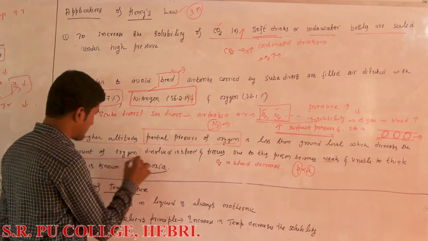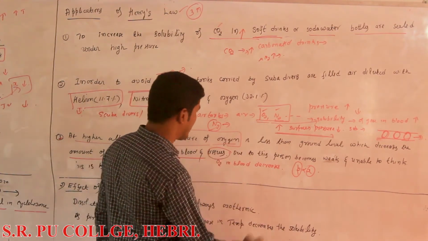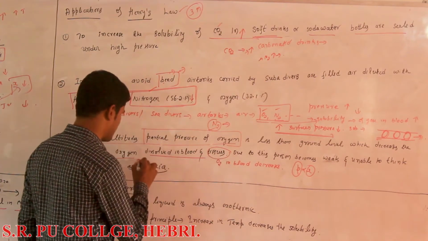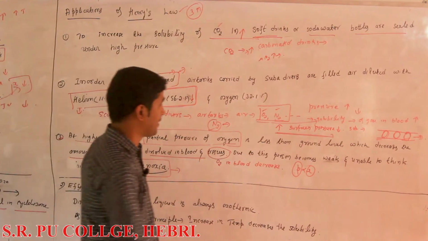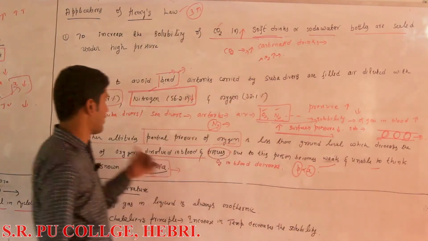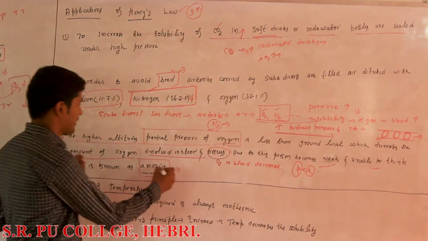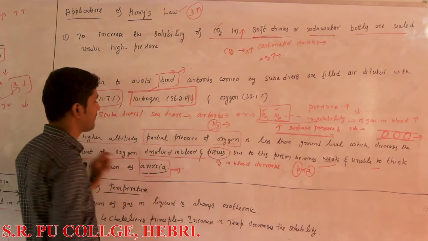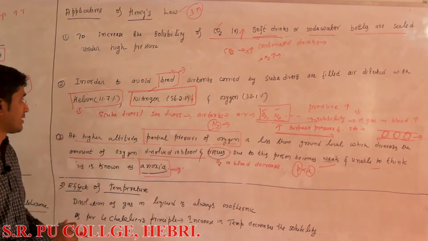So due to decrease in the amount of oxygen in blood and tissues, it causes a medical condition known as anoxia. Due to anoxia, a person becomes weak and unable to think. So in order to avoid this anoxia also, those people carry oxygen tanks or air tanks along with them. So this is the third application.